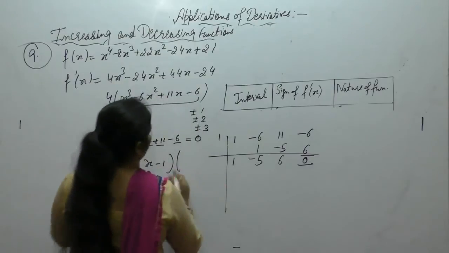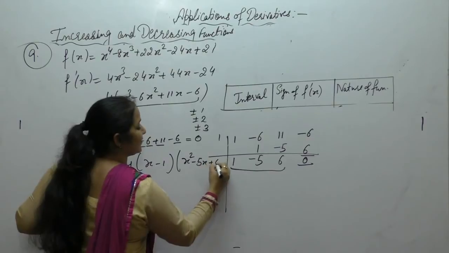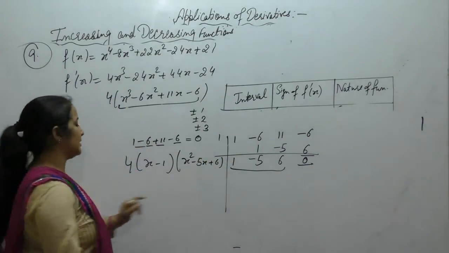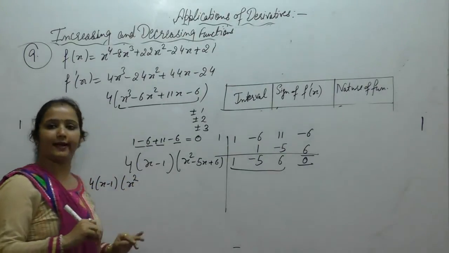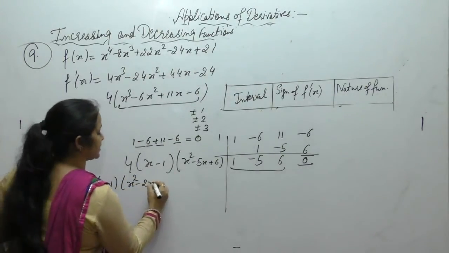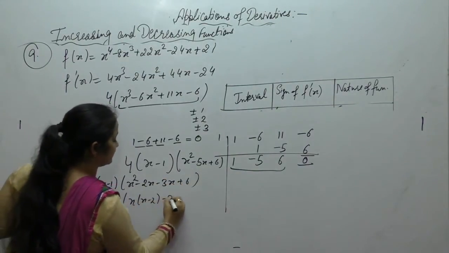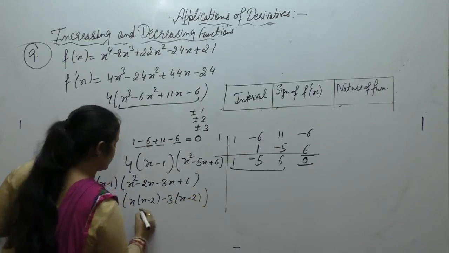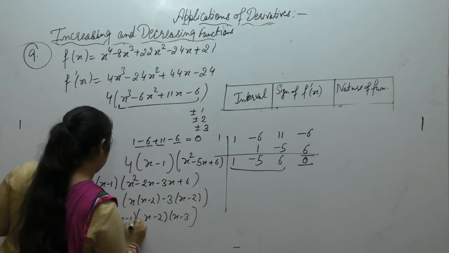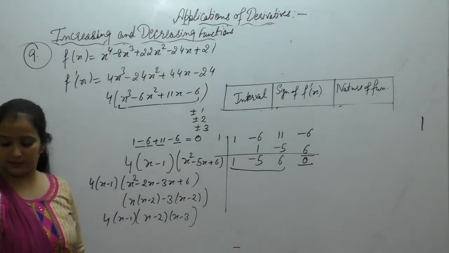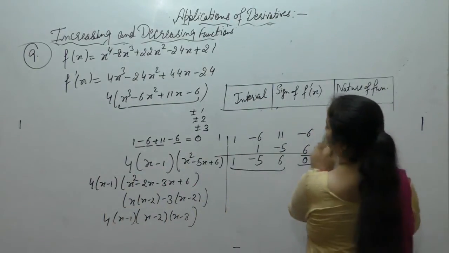So what we get? x minus 1. Now this is the quadratic. x square minus 5x plus 6. Now solve the quadratic. Factorize it. On multiplication 6 and adding and subtracting 5. Minus 2x minus 3x. So we can write it as x minus 2, minus 3 x minus 2. So the factors are x minus 2, x minus 3. Clear up to here? Now in the next step what we will have to do? Put the f dash x equals to 0.